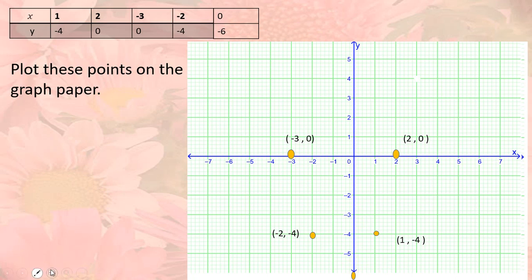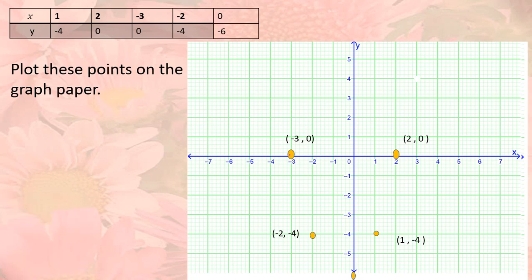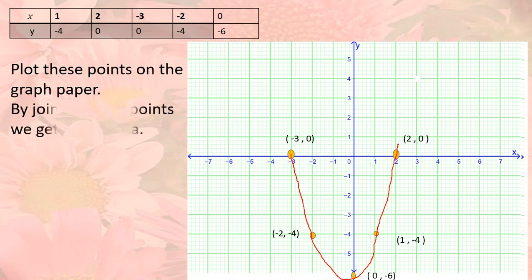Now let us join all these points like this. When we join these points smoothly, we get this graph. This is the parabola. So we can say the graph of a quadratic equation is a parabola. By joining these points we get a parabola.